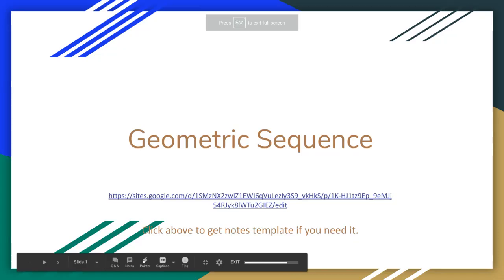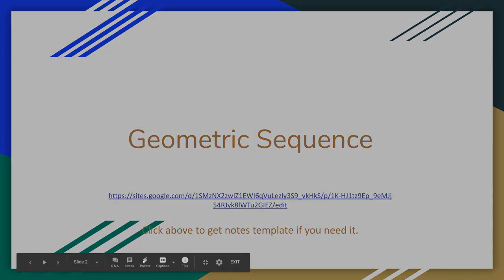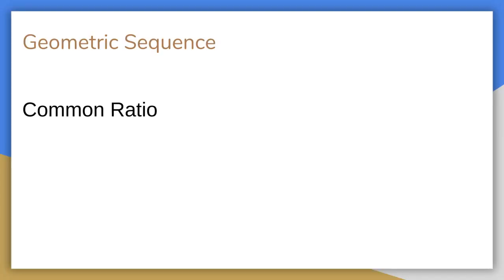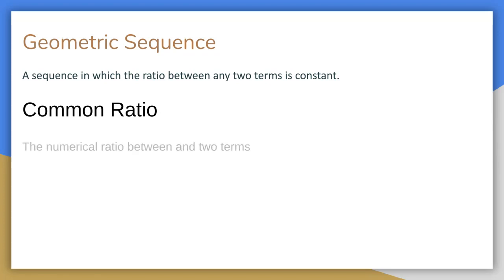So we're doing geometric sequences, and first let's write down our terms. A geometric sequence is a sequence in which the ratio between any two terms is constant, and a common ratio is the numerical ratio between any two terms, not "and." It's a typo.